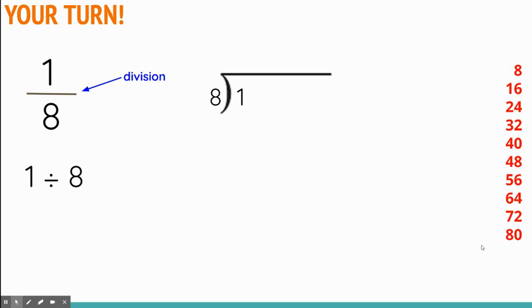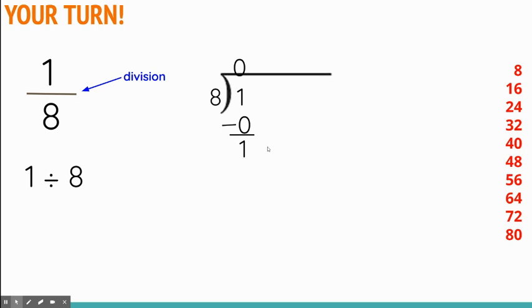You only need the first 9 multiples of 8, but I like to have the 10th one just in case. So I'm going to start again. How many groups of 8 can I get out of 1? And that answer is 0. Can't get any groups of 8 out of 1. So 0 times 8 is 0. And if I subtract, I end up with 1.